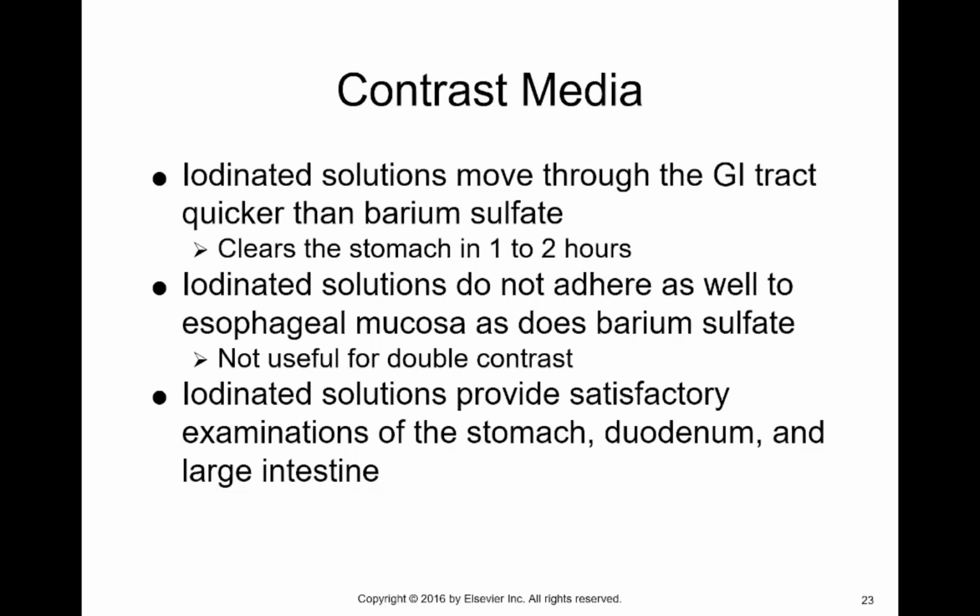The iodinated contrast goes through the GI tract a whole lot faster than barium does. So it clears in about 1 to 2 hours. The problem with it is that it's not good for double contrast. It doesn't adhere to the wall of the esophagus, small intestine, stomach, or any of that very well. It does give us a decent exam for a solid column for the stomach, duodenum, and large intestine, but we can't get air contrast. On the flip side of that, again, if the patient has a bleed or a possible perforation, it's much safer for the patient.